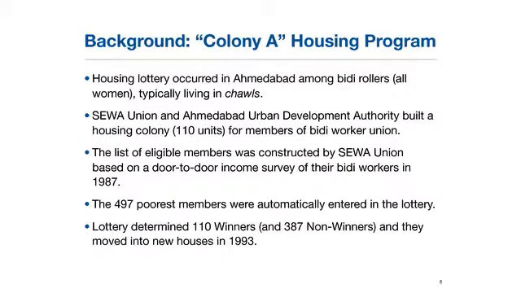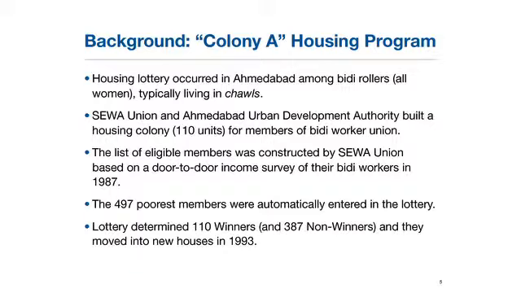So the program that we're studying was a housing lottery that was conducted in Ahmedabad in Gujarat, right? So this was a program that involved the government, but basically it was led by SEWA Union, right? So the Self-Employed Women's Association Union. And so these were women who were beedi rollers, and they were part of the union and living in slums. Right? And so basically SEWA worked with the Ahmedabad Urban Development Authority to build this housing colony of 110 houses. And it's a typical plan of its day, where those houses were located on the far side of the airport, far away from the old city where people were living.